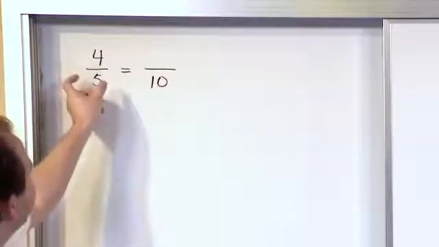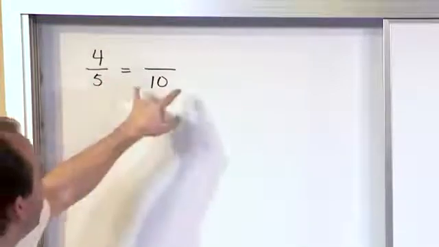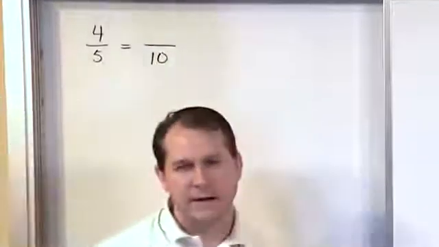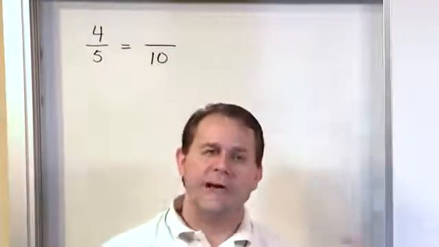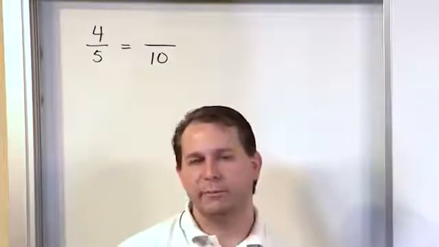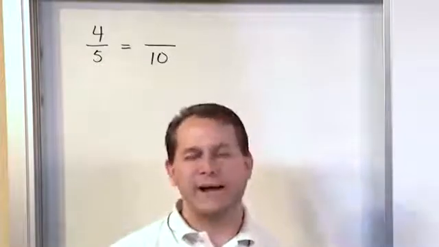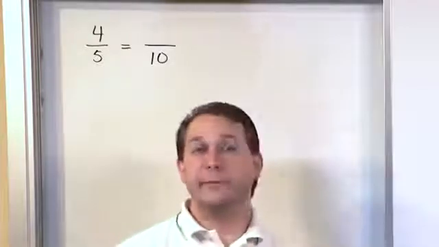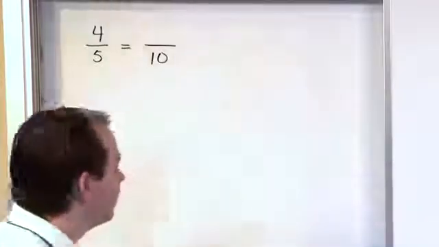So in other words, you have 4/5 and you're told that it's equal to another fraction with a bottom number of 10. And it's your job to figure out, okay, if it's equal to another fraction with a bottom number of 10, what would the top number have to be to do that? Again, remember, you can multiply a fraction by anything you want as long as you do it to the top and the bottom.